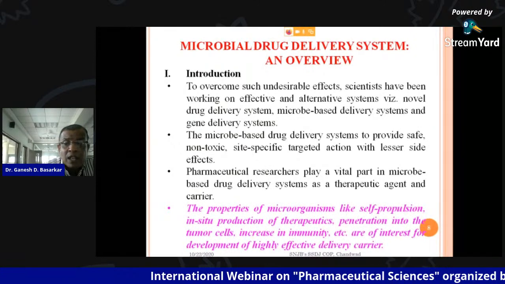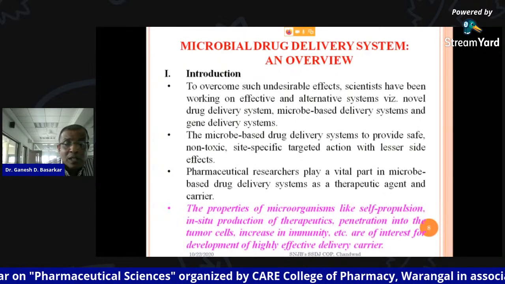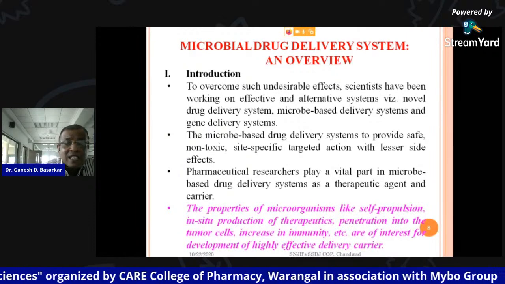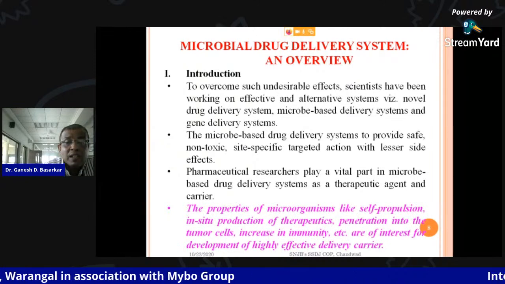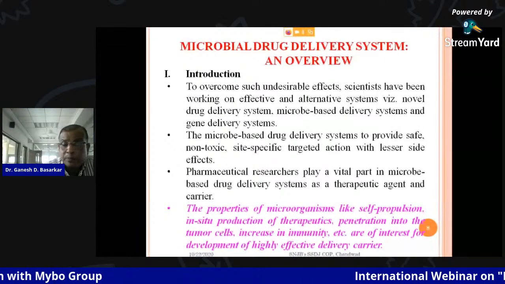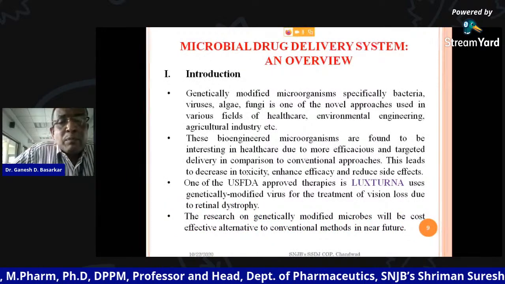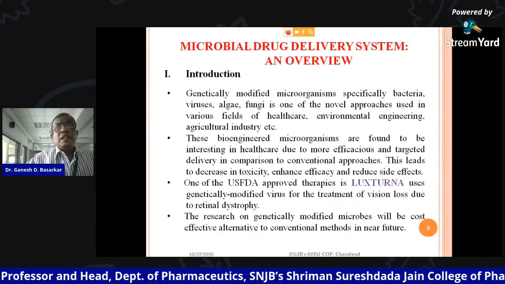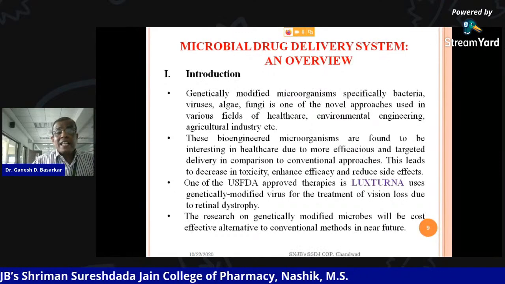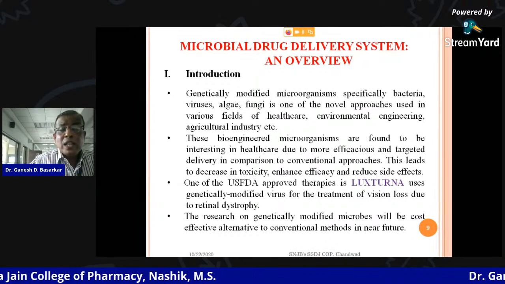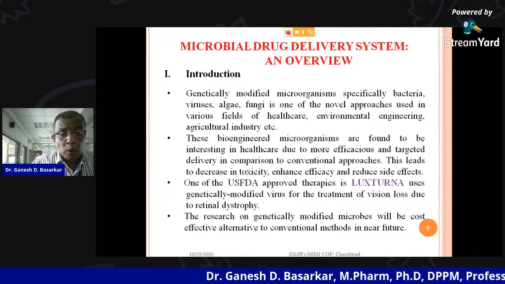There are certain characteristics, because we always think of self-propulsion, in situ production of therapeutics, penetration into tumor cells, and increase in immunity. All these characteristics of microbes make them more interesting for the development of drug delivery systems for the pharmaceutical scientist. Now, in addition to the pure flora of microbes, we have genetically modified microorganisms, especially bacteria, and scientists found that a more efficacious and more targeted drug delivery system can be approved.